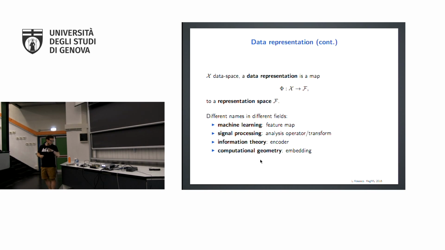So just to guide you through the literature, what we called so far feature map is so general and so unqualified, it's just a map from the data space into another space, that depending on the kind of features you require in this map, you might find this concept in different fields. So if you read about analysis operators or transforms in signal processing, or an encoder in information theory, an embedding when you talk a bit more about geometry, they're all maps from some data space into a new representation space where you hope to preserve or capture some of the properties of your data.